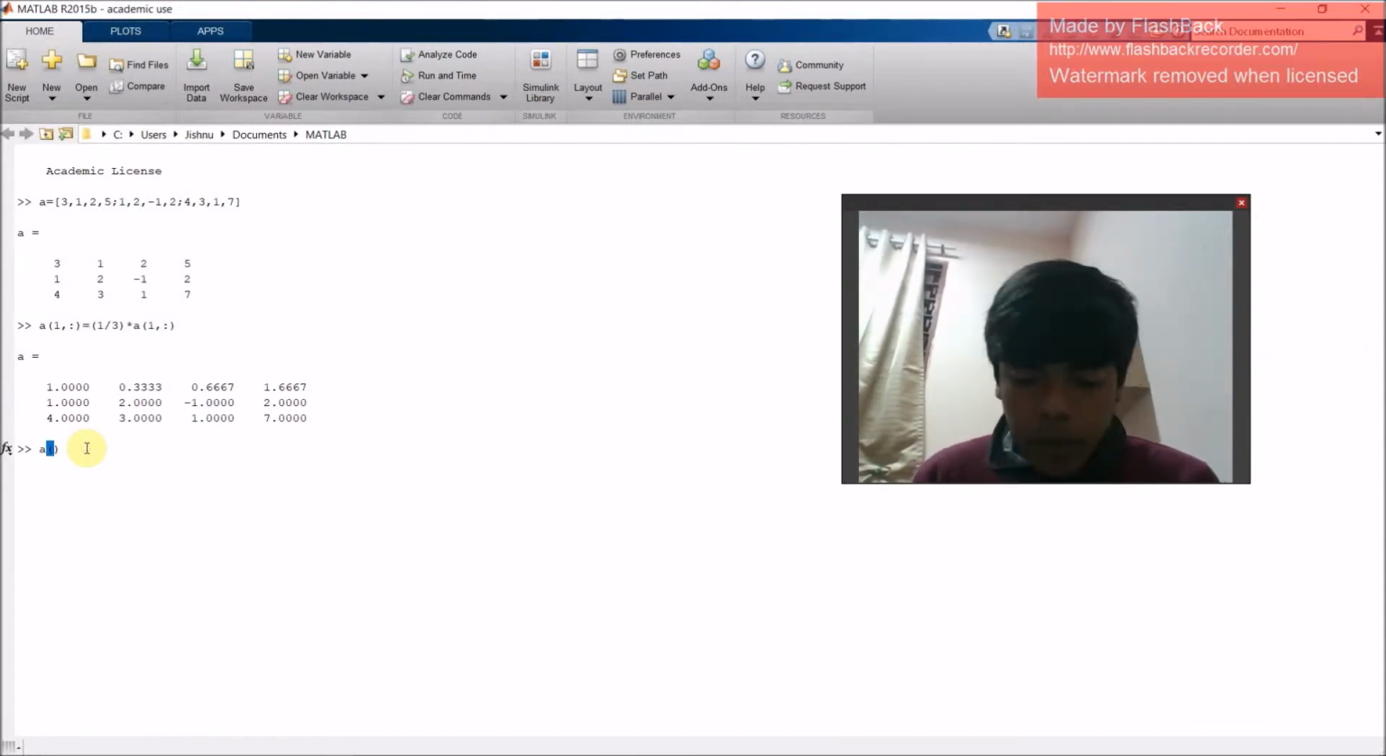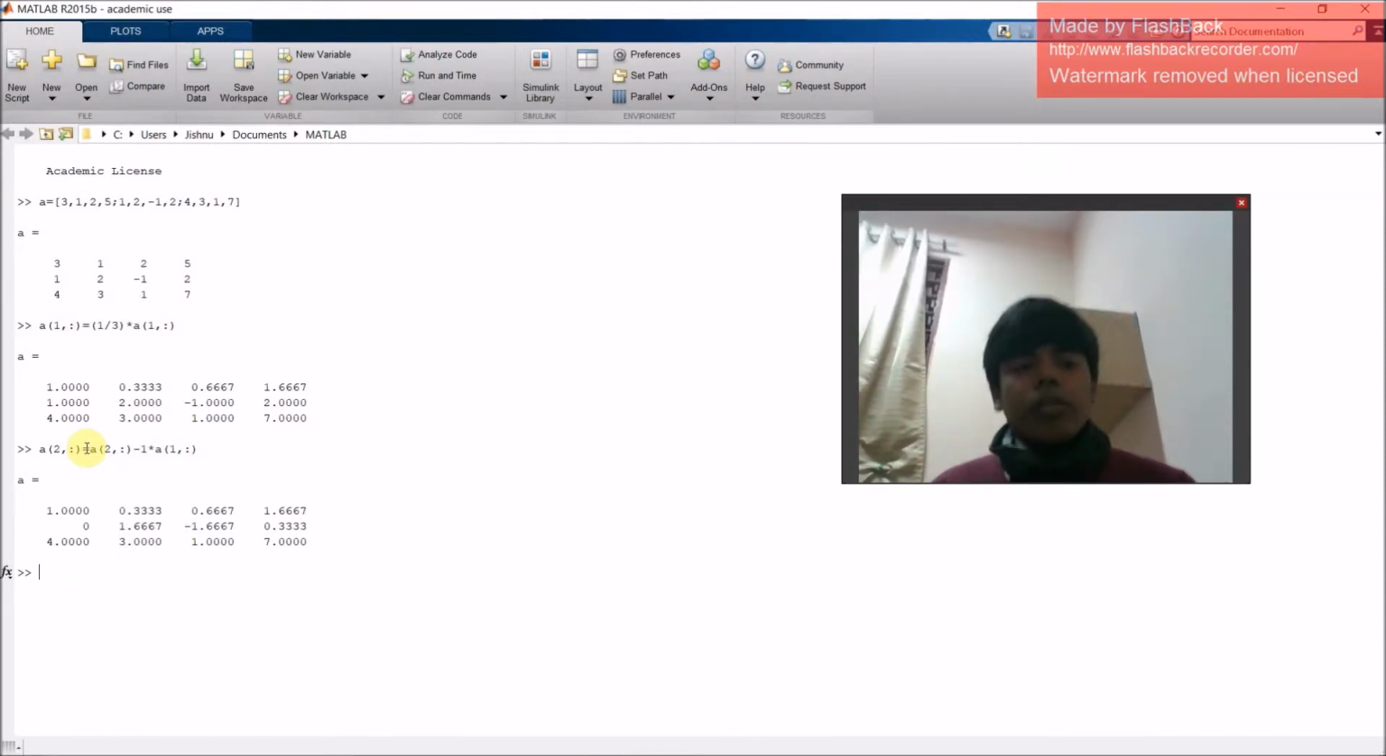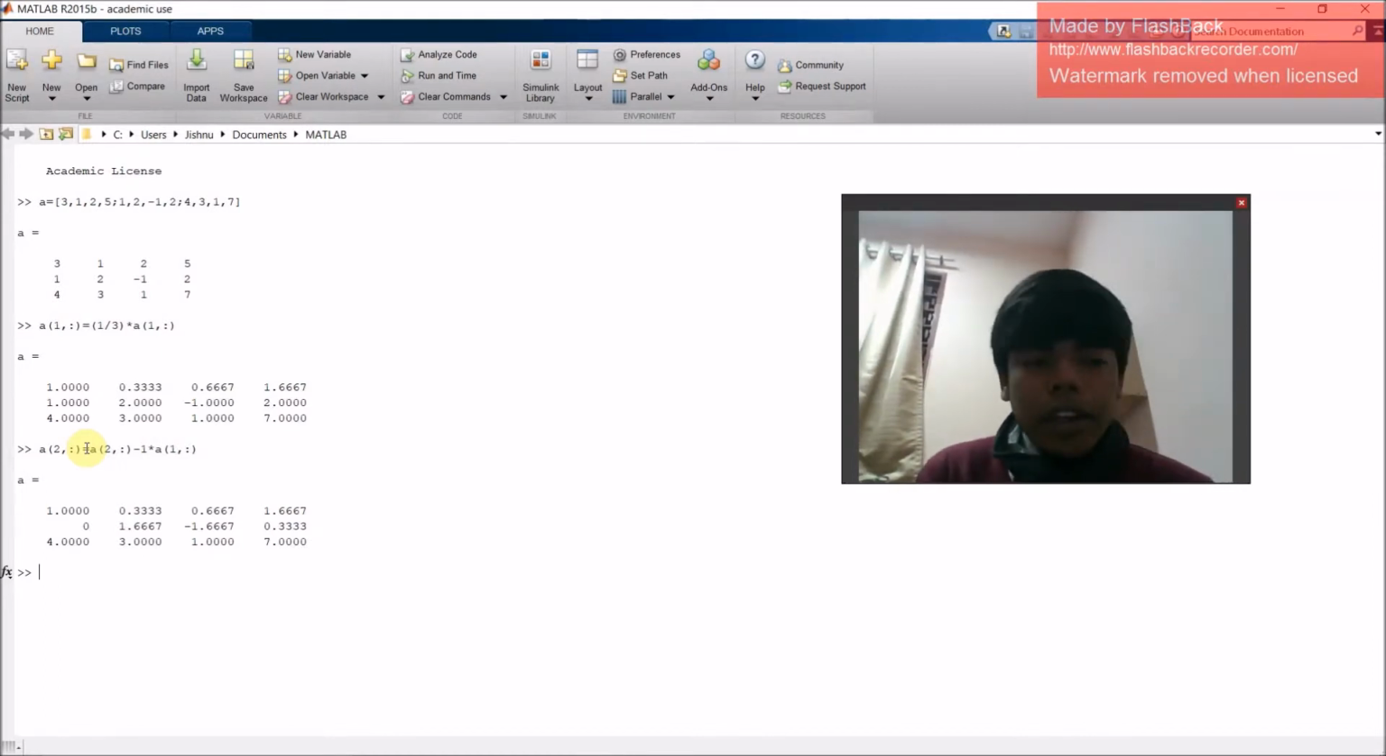So A, same thing, within brackets. Now because it's the second row, we've got 2, right? So now we are subtracting the first row from the second row. So essentially the same thing, 2 comma colon, minus 1 times A 1 comma colon, right? That seems right. So that's what we've done, and our second row, first column element is now 0.